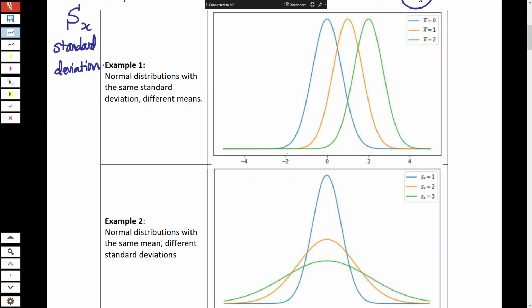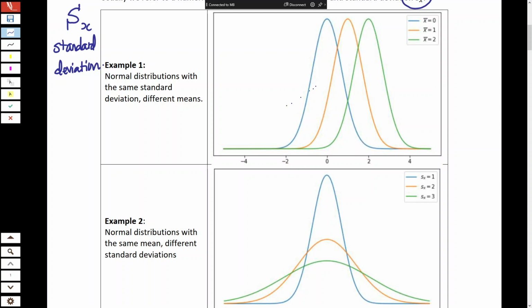Okay, so before we do some calculations, I just want to show you what happens when we change the mean or when we change the standard deviation. So have a look at this first picture here. There are three curves, one in blue, orange, and green. They are different normal distributions. But the only difference is the mean. I've kept the standard deviation the same. So what do you think the mean is? Like what's changing here visually?